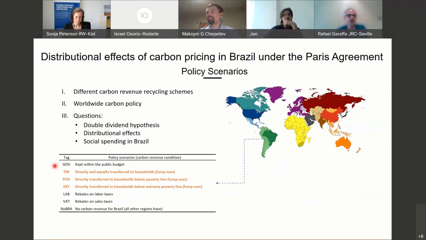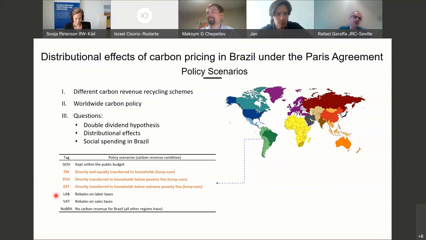So in the first scenario, we have the government keeping the whole revenue, which is the GOV scenario. These three scenarios are different setups for lump sum transfers from the carbon revenue, going to the household. So the first one is a lump sum transfer equally distributed to households. The second, the POV, is targeted to the poverty households, to income deciles, to households below the poverty line. And the third one actually goes to the households under the extreme poverty line. So these are really important simulations in terms of policy results that we want to achieve here.